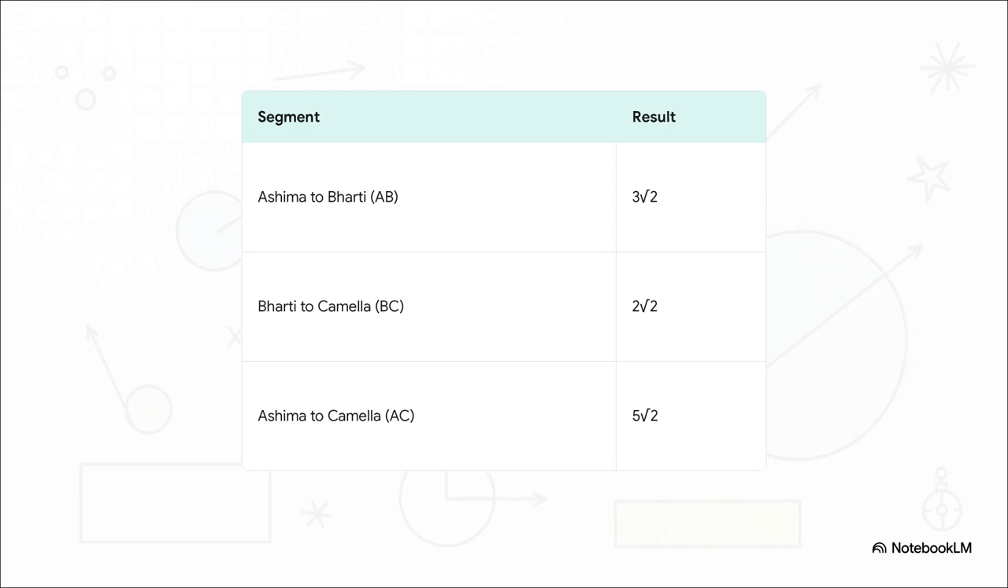The distance from Ashima to Bharti, segment AB, calculates to 3 times the square root of 2. Bharti to Kamela, BC, is 2 root 2. And the total spanning distance from Ashima all the way over to Kamela, AC, is exactly 5 root 2. Look at that! 3 plus 2 equals 5. Because the smaller segments add up perfectly to the total without any deviation, it mathematically proves they are sitting in a perfectly straight line. No ruler required.